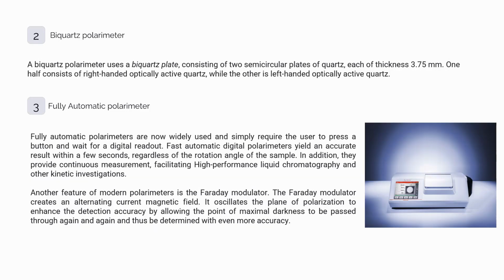The second one is the biquartz polarimeter. The biquartz polarimeter is exactly like the Lorentz half-shade polarimeter. The only difference is that here the two semicircular plates are of quartz, and each has a thickness of 3.75 mm. One half consists of right-handed optically active quartz while the other is left-handed optically active quartz.